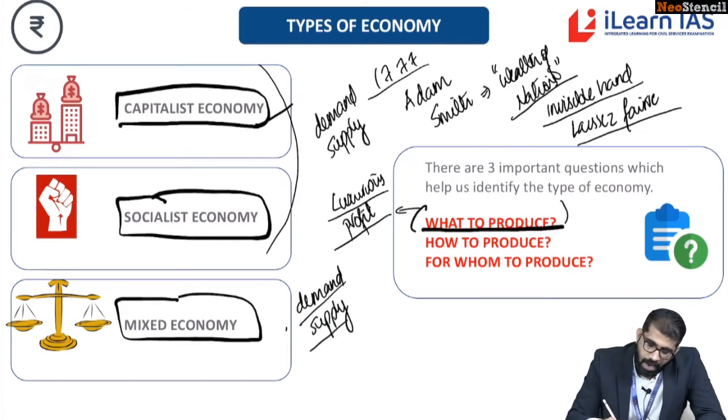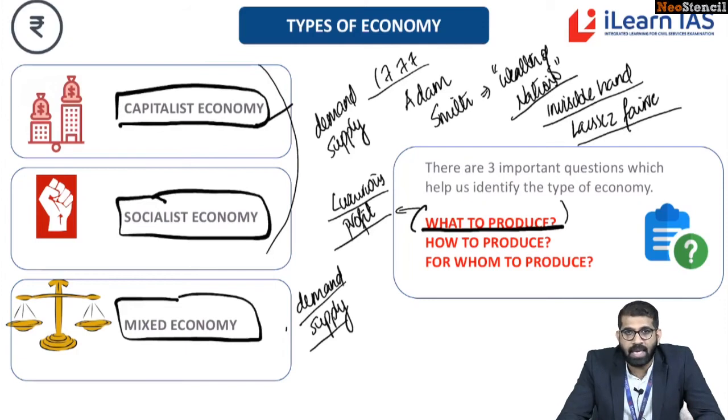When demand is higher than supply, prices increase. When supply is higher than demand, prices reduce. So based on this mechanism, according to Adam Smith, the economy should work on its own and there should not be any intervention from any other external source, be it government or any other agency.